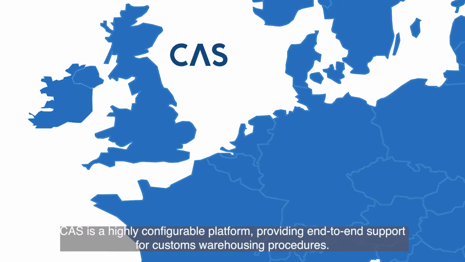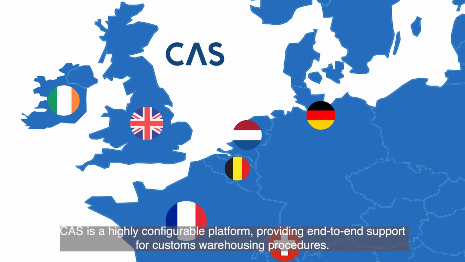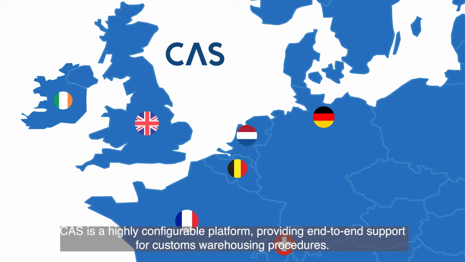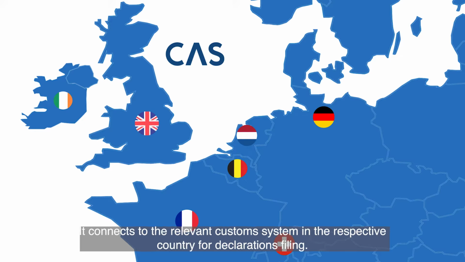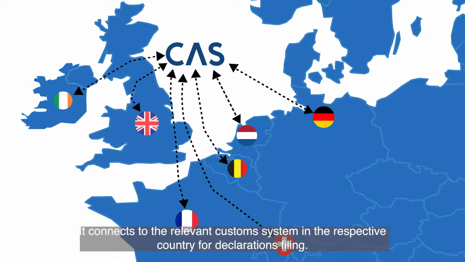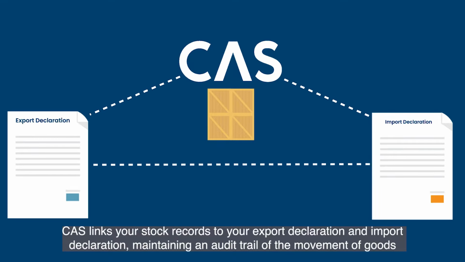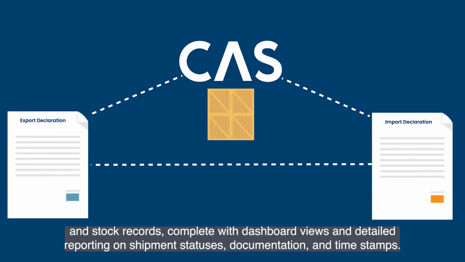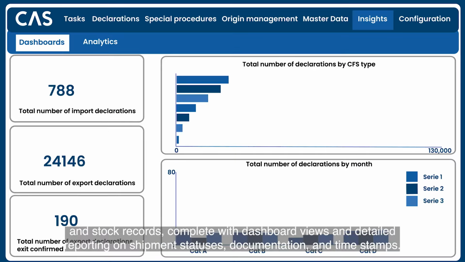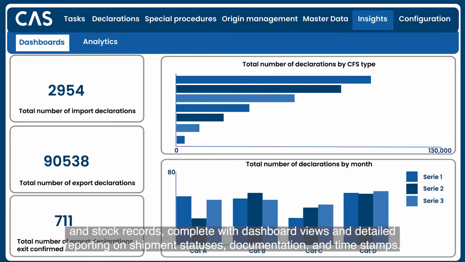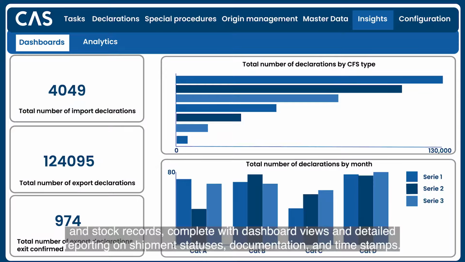CAS is a highly configurable platform, providing end-to-end support for customs warehousing procedures. It connects to the relevant customs system in the respective country for declarations filing. CAS links your stock records to your export declaration and import declaration, maintaining an audit trail of the movement of goods and stock records, complete with dashboard views and detailed reporting on shipment statuses, documentation, and timestamps.